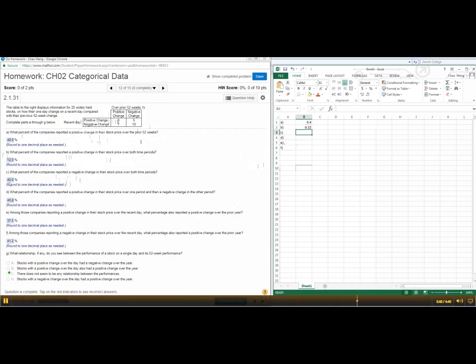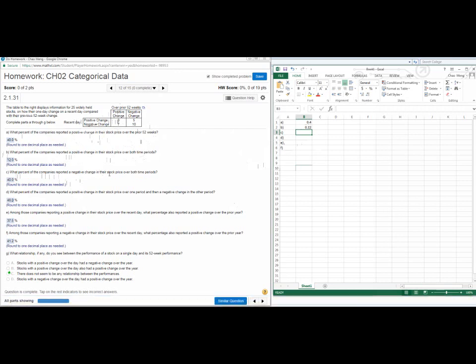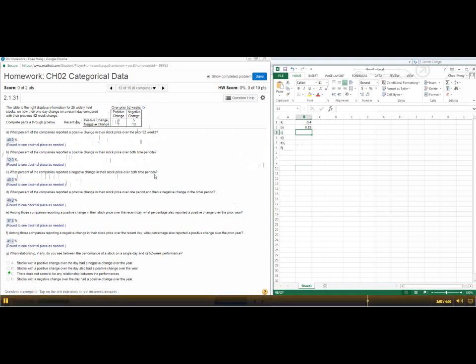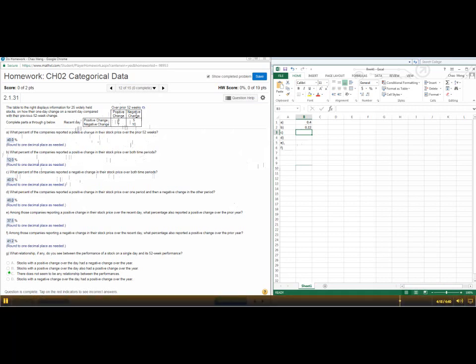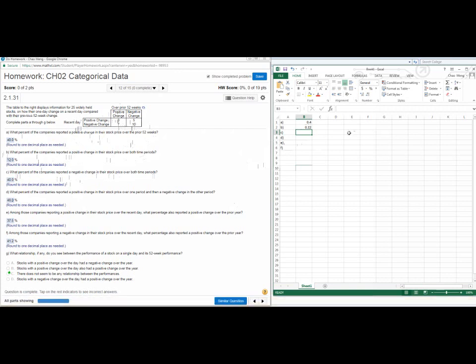And part C: what percent of companies reported a negative change in their price over both time periods? That is similar to part B, and instead we are looking for the negative change. For the top variable, negative change is the second column, and for the recent day variable, the negative change corresponds to the second row. So the second column and second row gives us 10 companies that fall into that category.